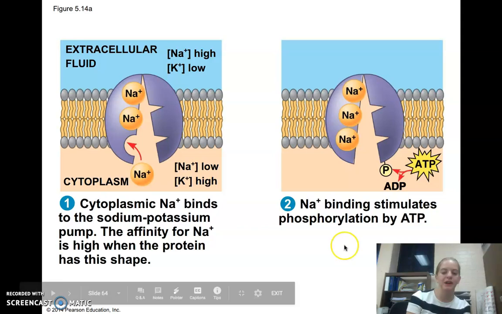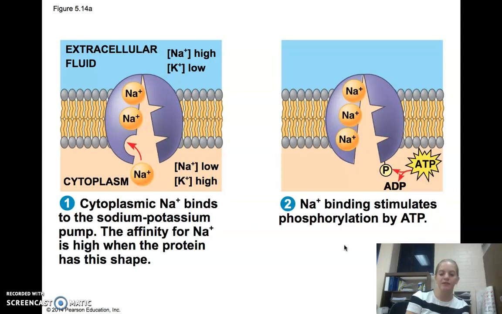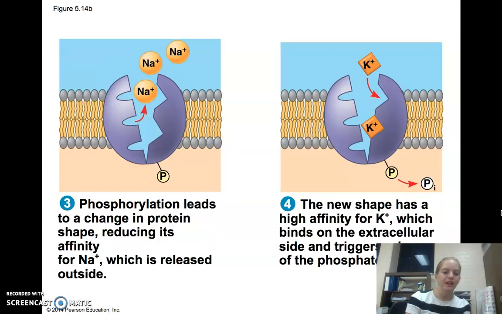And this is basically where a phosphate is removed from ATP. So ATP is adenosine triphosphate. When we remove a phosphate group, we get adenosine diphosphate with two phosphate groups, and that releases energy. That energy allows the protein to change shape, which reduces its affinity for the sodium ions. So you can see now they're not going to fit there, and so they've been now released outside the cell.